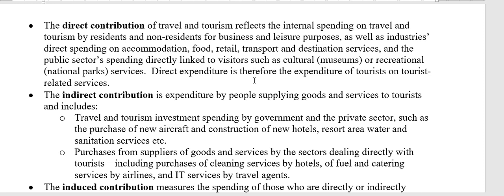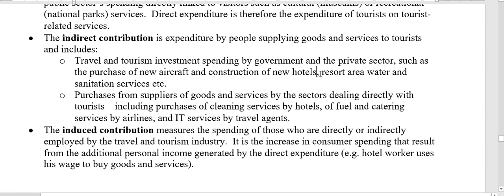Then the indirect contribution is any spending by people that will supply goods and services to the tourist destinations. All right. So, for example, it will include investment spending by the government and the private sector. For example, when an airline buys new aircraft to make the traveling for tourists more convenient. The building of new hotels, the building of new resorts, upgrading of water and sanitation. Any investment spending by the government, if they upgrade the roads, the harbors, the airports, that is investment spending that is related to the tourist industry, as well as the private sector.